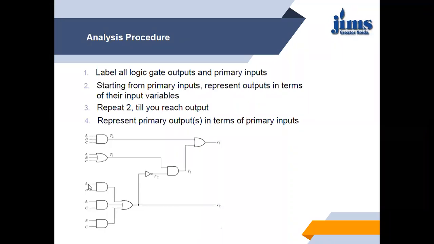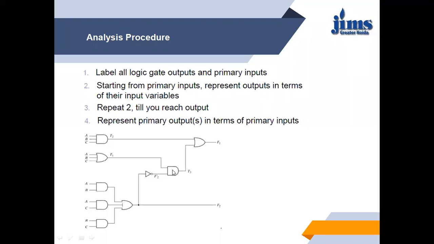So this A, B, C, these are called the primary inputs, which are at level 1. So this gate level which has input only as the primary input is known as level 1. So this is level 2. The output of the level 1 is fed to the next level, that is known as level 2. So this gate and this gate will be level 2. This is level 3 because the output of level 2 is the input to the NOT gate. This is known as level 3, and the output of level 3 is given to the next gate.